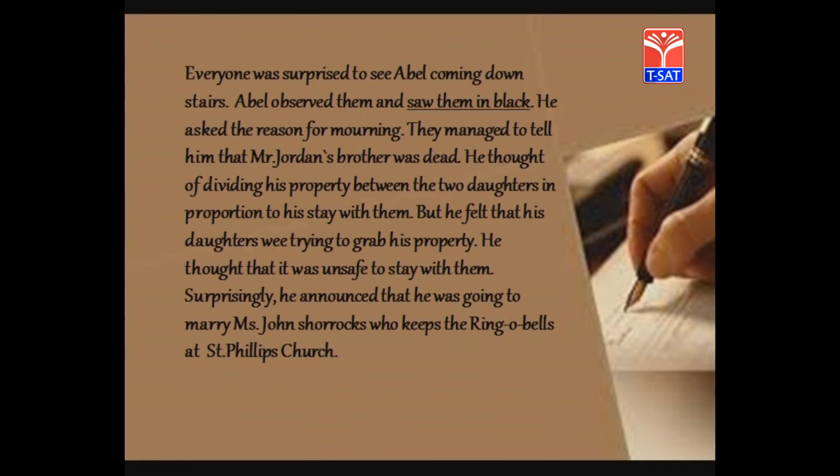Abel observed them and saw them in black. He asked the reason for mourning. They managed to tell him that Mr. Jordan's brother was dead. He thought of dividing his property between the two daughters in proportion to his stay with them, but he felt that his daughters were trying to grab his property. He thought that it was unsafe to stay with them.